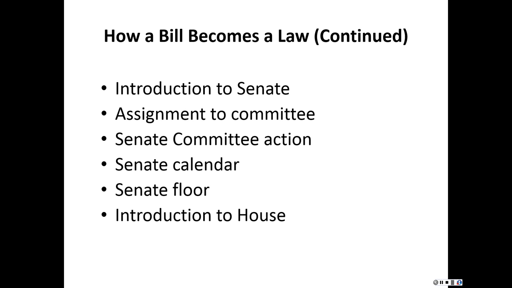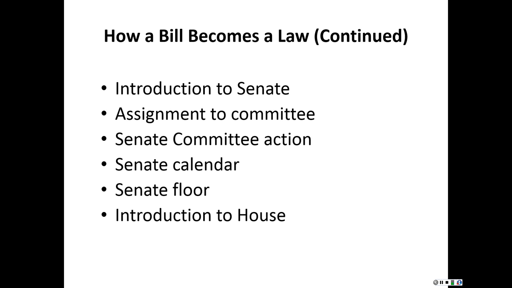But we assume it passes the Senate. Remember, it takes 19 to have a suspension of the rule. It takes a simple majority. It takes 16 to pass the bill. So the bill passes the Senate. It starts over in the House.